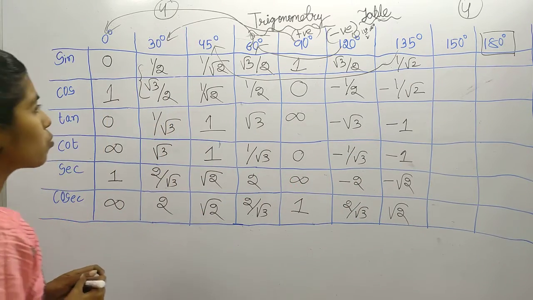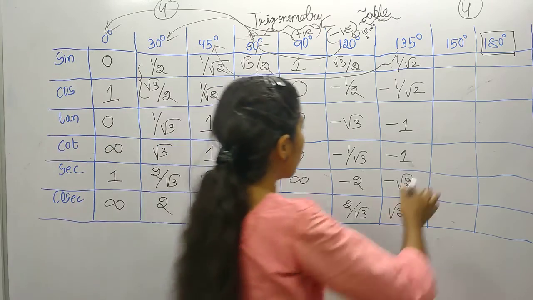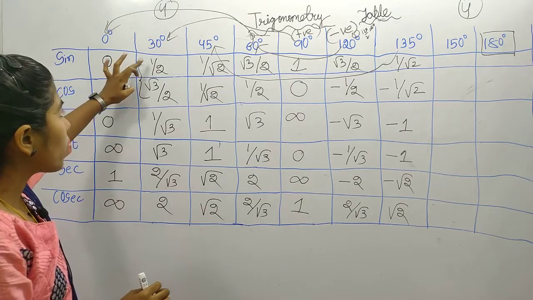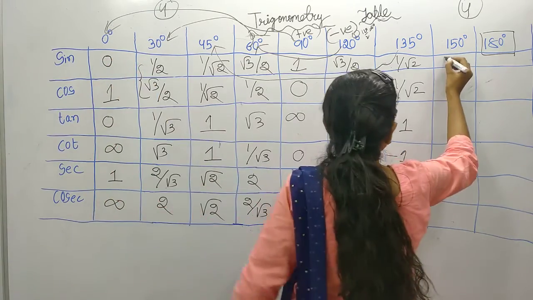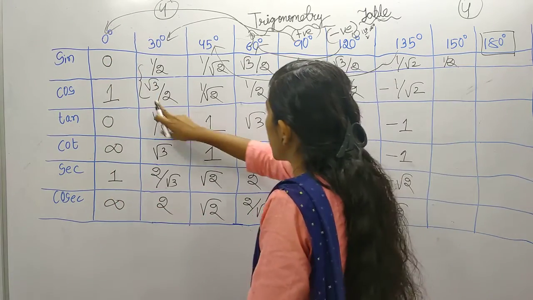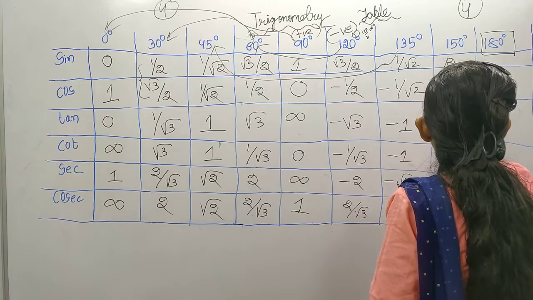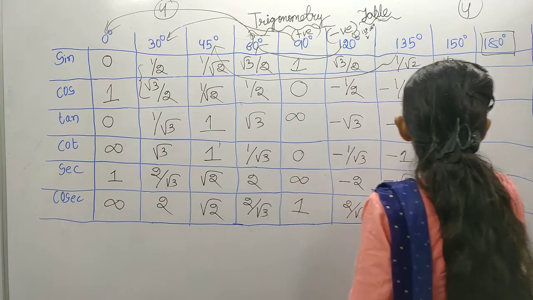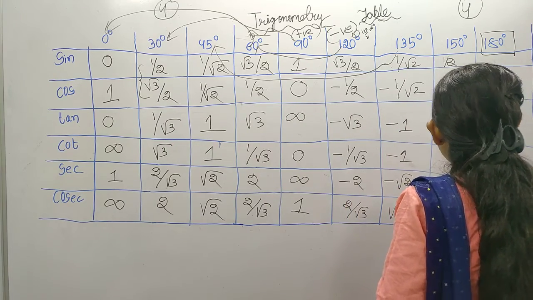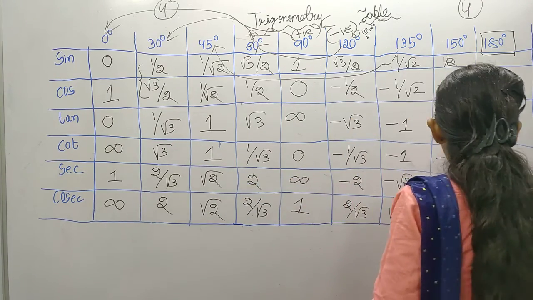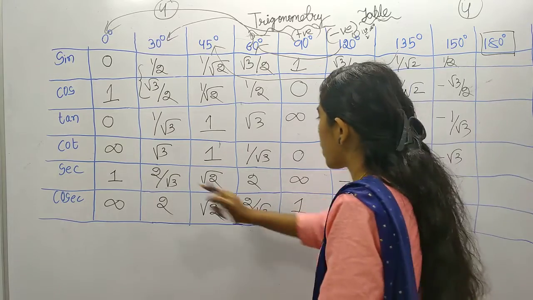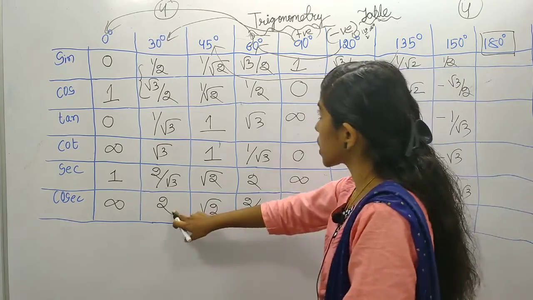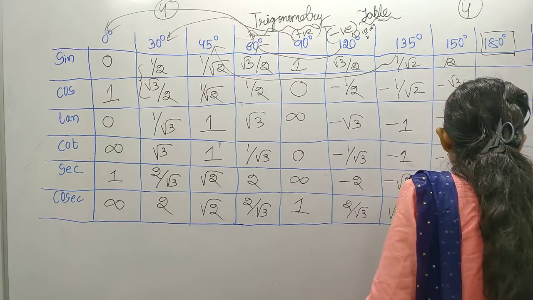Next, let's move to 150. So now 150 will connect to 30 degree. So what is that? 30 degree, 1 by 2. So here also 1 by 2. Next, root 3 by 2, minus root 3 by 2. Here 1 by root 3, minus 1 by root 3. Next, root 3, minus root 3. Next, 2 by root 3, minus 2 by root 3. Here cosec 2 means here also 2.